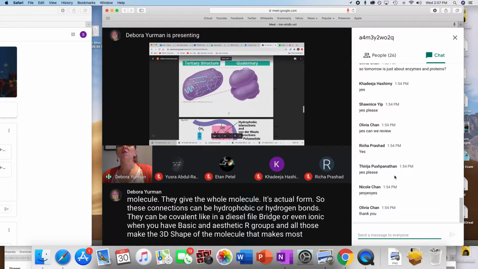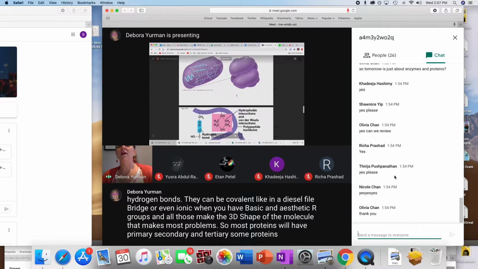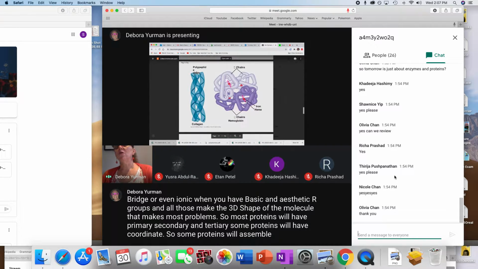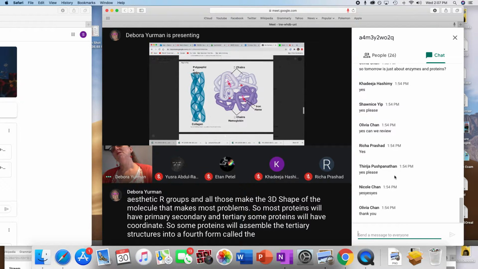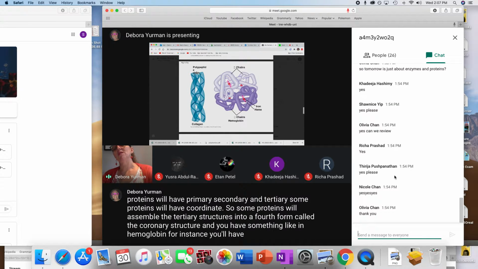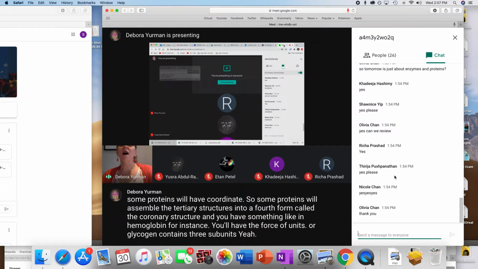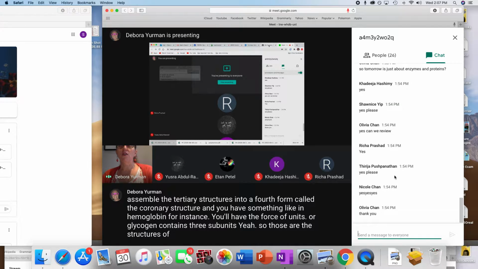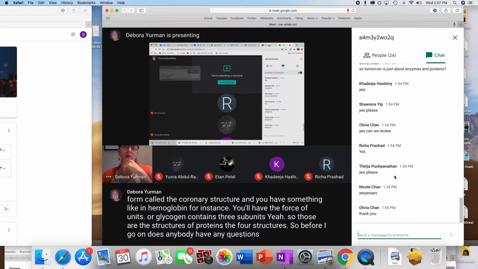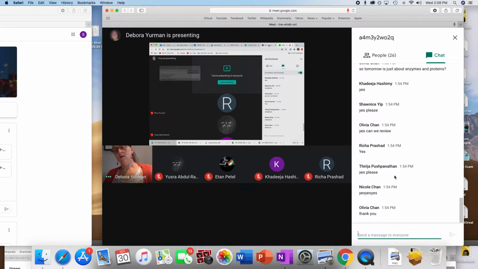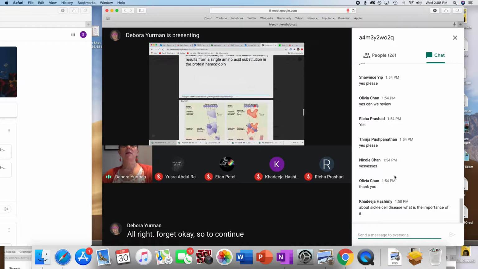That makes most proteins. Most proteins will have primary, secondary, and tertiary. Some proteins will have quaternary. So some proteins will assemble the tertiary structures into a fourth form called the quaternary structure, like in hemoglobin, for instance, where you'll have the 4 subunits, or glycogen, which contains 3 subunits. Yeah? So those are the 4 structures of proteins. Before I go on, does anybody have any questions about that part? All right. We're good? Okay, so to continue, that's what makes the whole protein.